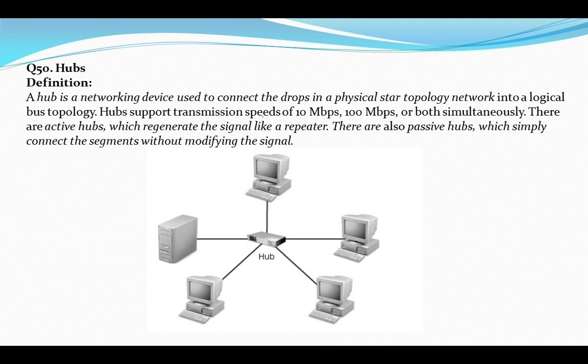A hub supports transmission speeds of 10 Mbps to 100 Mbps, or both simultaneously. It can support both 100 Mbps as well as 10 Mbps simultaneously. There are active hubs which generate the signal like a repeater, and there are also passive hubs which simply connect the segments without modifying the signals.